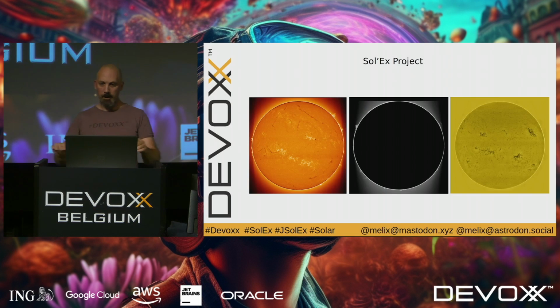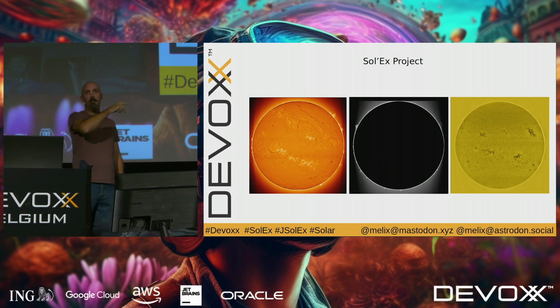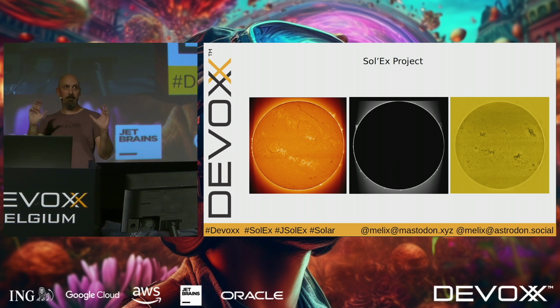So, this is the kind of photos that you can get with this device. These are actually photos I took myself. I will show you other photos I didn't take, but this is real science. And what you get on the left is a photograph of the sun in the H-alpha ray.